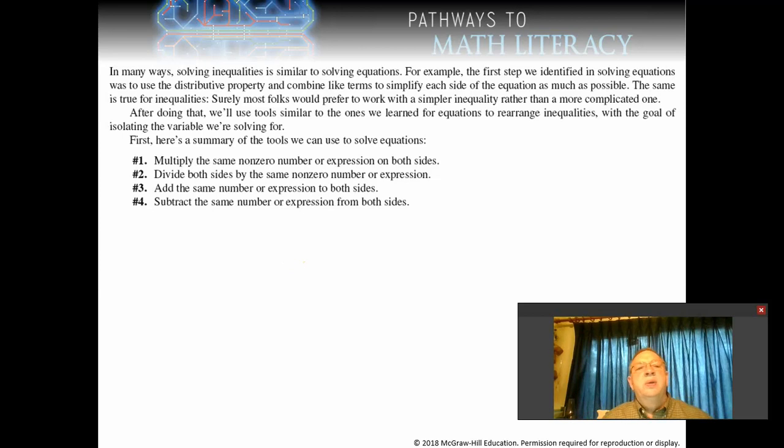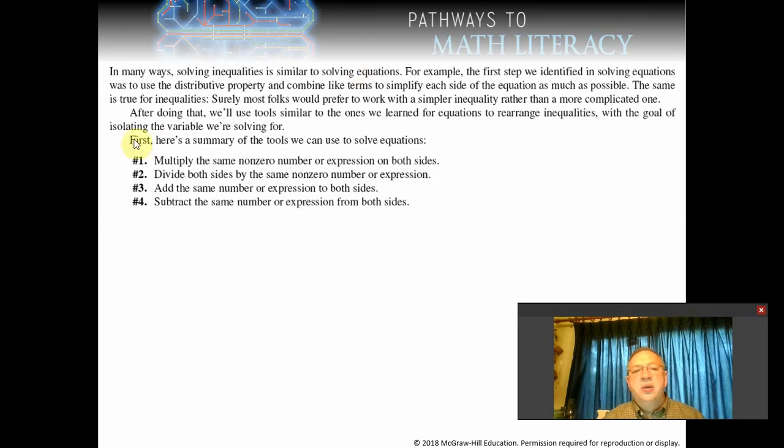Okay. So in many ways, solving inequalities is similar to solving equations. The first step we identified in solving equations was to use the distributive property and combine like terms to simplify each side of the equation as much as possible. The same is true for inequalities. Surely most folks would prefer to work with a simpler inequality rather than a more complicated one. That's the only way that you're going to be able to isolate an x all by itself, is to do the simplification first and then work with it.